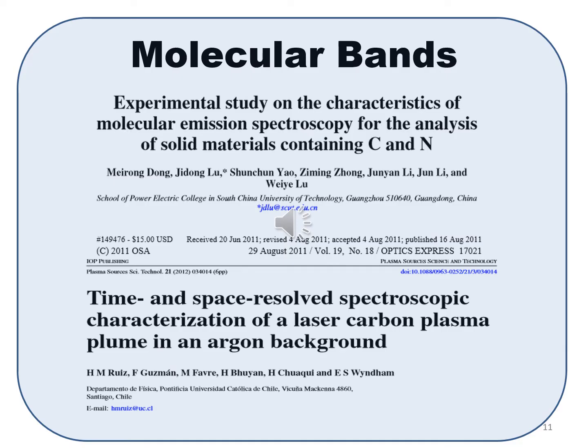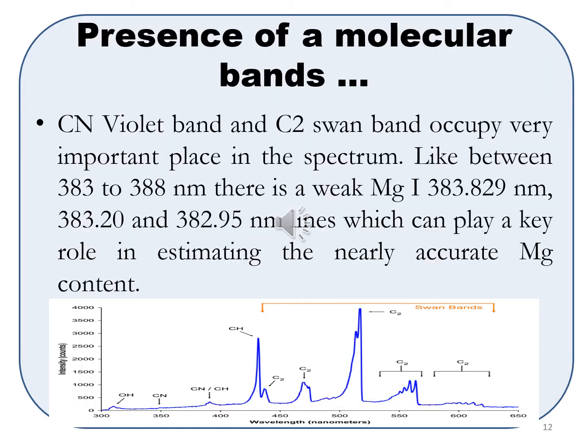Another very important problem is that it has molecular bands like the carbon anion, CN violet, and C2 Swan bands. These molecular bands actually cover a large area in the emission spectrum. Why is it a problem? Because of the presence of the CN violet band and C2 Swan band, sometimes they cover a very important area, like here 383 to 388 nanometer. There is a weak magnesium I line at 383.829 nanometer, and we cannot use it because it is mixed with this band. And now there is a problem to accurately measure the magnesium content.